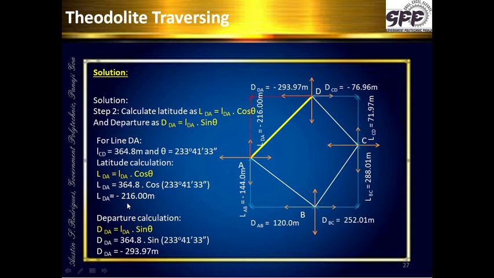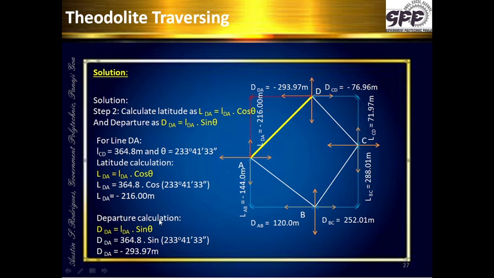So latitude DA is minus 216.00 meters. Please observe over here, when we see this line, its projection on the vertical comes in the south direction. That's why it is negative. So latitude of DA is minus 216.00 meters. Now for the line DA, we can say the southing of line DA is 216.00 meters.